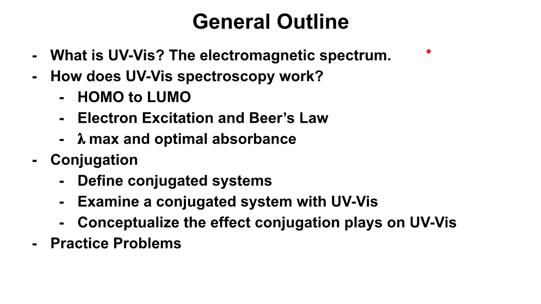Then when we get to the conjugation section, we want to define what a conjugated system is. This is mostly in the context of organic chemistry. We will examine an example of a conjugated system with UV-Vis, and then we will take several other conjugated systems and compare them to the initial example and see how that plays out. So it's going to be very important that we can conceptualize the effect of conjugation and how it interacts with UV-Vis spectroscopy. And then obviously we'll have our practice problems at the end.